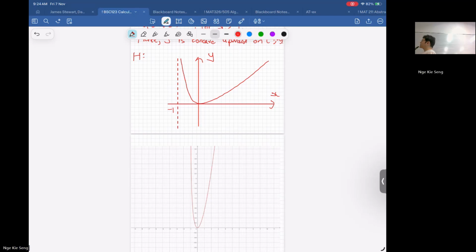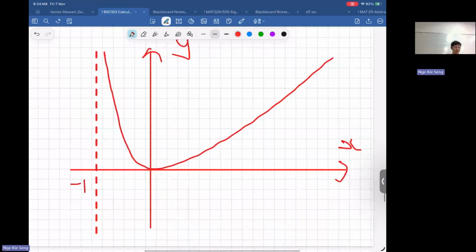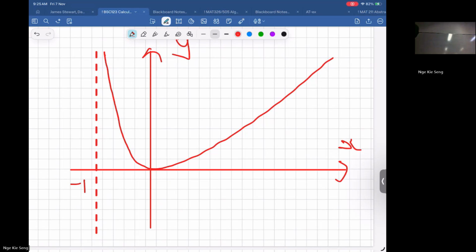And then, based on this graph, can you describe it? Where is it increasing or decreasing? Where is this graph increasing or decreasing? Yeah. Okay, try. Where is it increasing or decreasing? Yeah, good. It's increasing. Okay, good. And then there's only one vertical asymptote. And then where is it concave upward or downward?